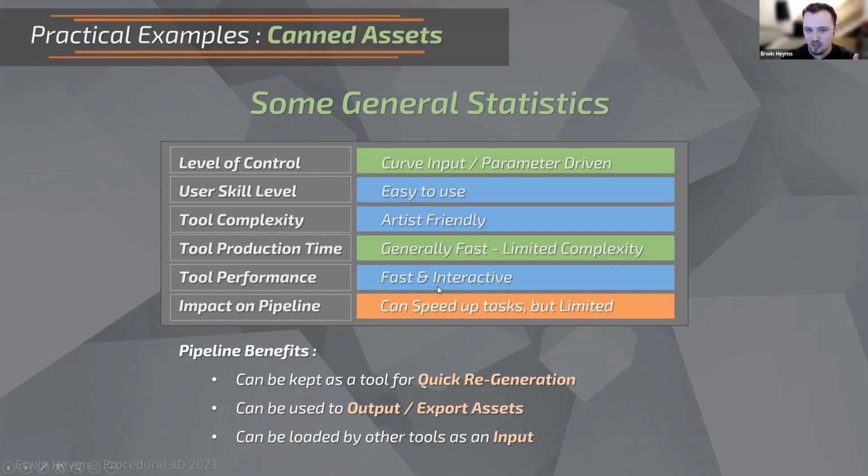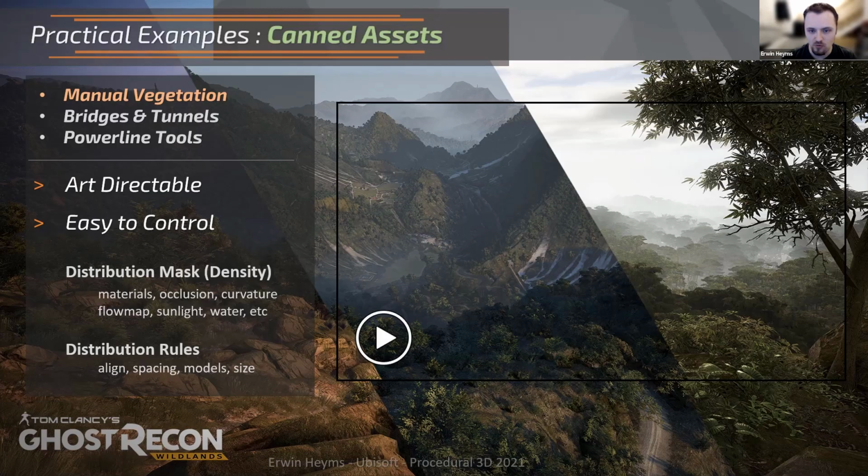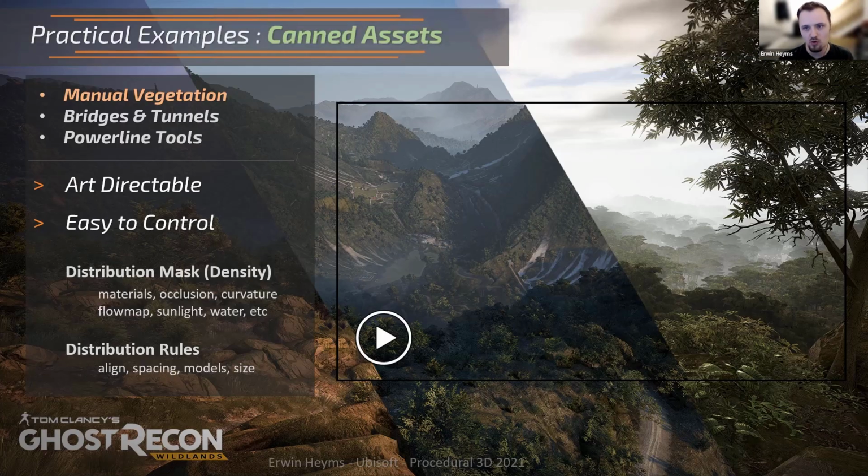Tool performance, again, they should be pretty fast and interactive. And they can speed up tasks, but they probably have a limited impact on your pipeline. That said, you can also use them as a fire and forget tool to output generated content, so basically bake out your data. Or you can keep them around with inputs, and then you can just regenerate them when necessary. So if you need to regenerate, say, the roads or rocks next to roads, for example, you can do that.